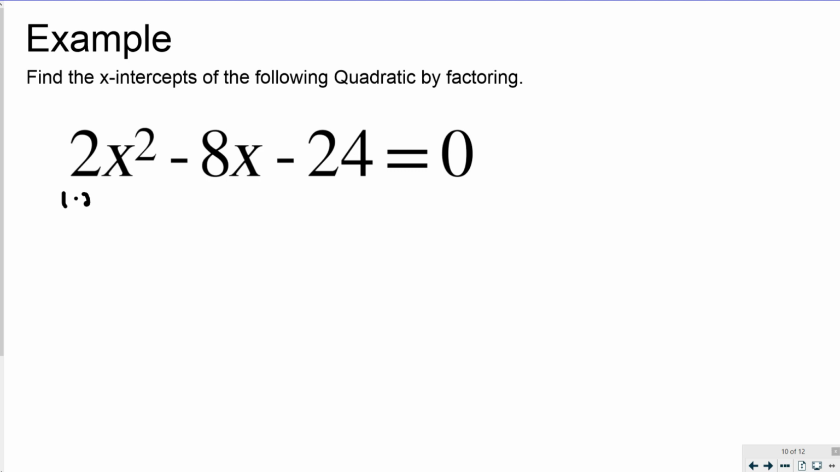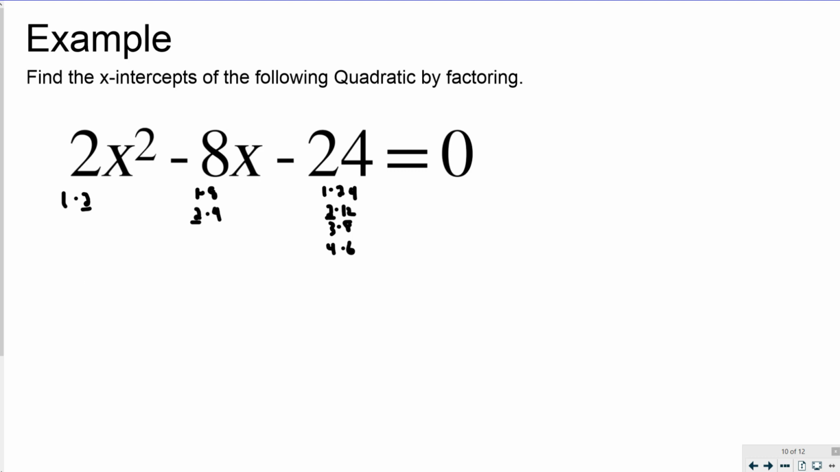So 1 times 2, 1 times 8, 2 times 4, and then 1 times 24, 2 times 12, 3 times 8, 4 times 6. And if you're asking yourself, why didn't you look for any factors of x? Well, this is x to the second, x to the first, and then there are no x's here. So I don't even have to bother, because without an x here, x cannot be a greatest common factor of all three terms. So the greatest common factor that I'm seeing is 2.